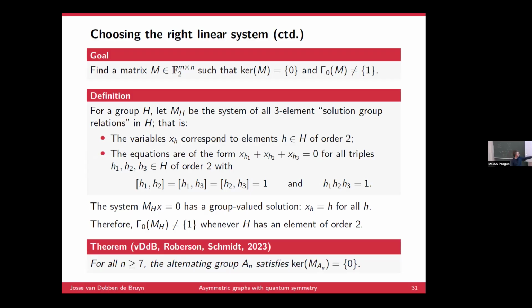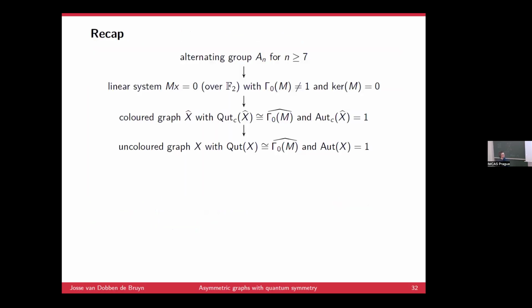So if you take n at least 7, I guess below that it's too small to work somehow, then for the alternating group A_n the kernel of the matrix that we get is trivial. The solution group is non-trivial by definition, because the alternating group has elements of order 2. And then we get what we want. So we have non-trivial solution groups where the kernel of M is trivial. So if you put this all together, we get asymmetric graphs with quantum symmetry.